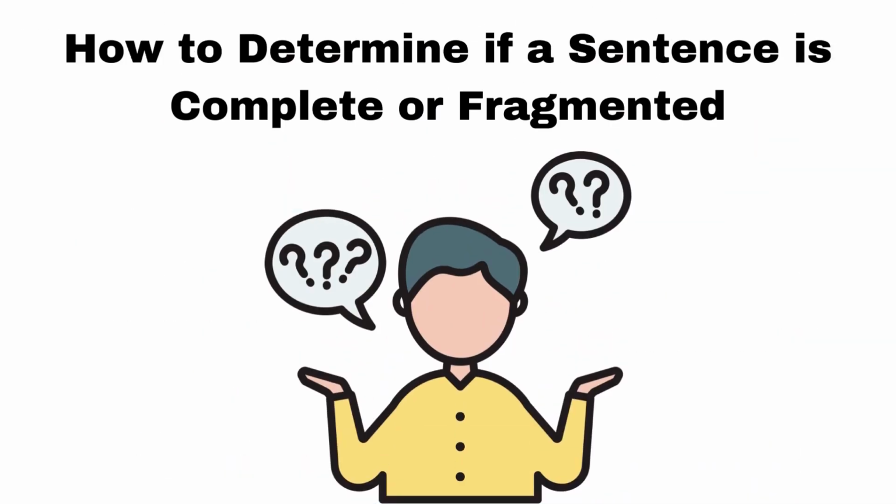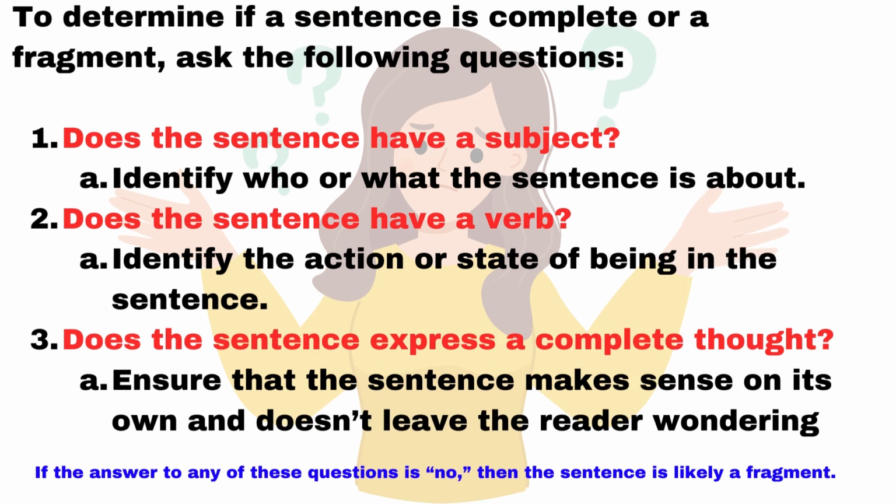How to determine if a sentence is complete or fragmented? To determine if a sentence is complete or a fragment, ask the following questions. Does the sentence have a subject? Identify who or what the sentence is about. Does the sentence have a verb? Identify the action or state of being in the sentence.